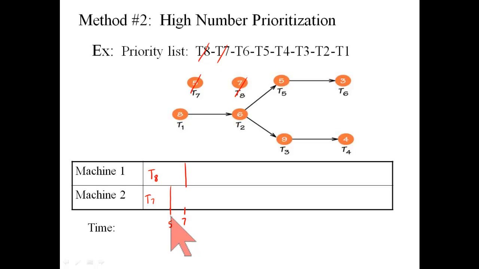At time 5, machine 2 finishes task 7 and says, give me something to do. Next highest priority is task 6, but it's not ready to be done yet. Nothing along this chain has been completed. Task 5 is not ready. Task 4 is not ready. 3 is not ready. 2 is not ready. Task 1, right at the end of the priority list, is available to be started, and so that's what machine 2 does. Task 1 is an 8-minute job. Machine 2 starts it at time 5, and so we'll finish at time 13.